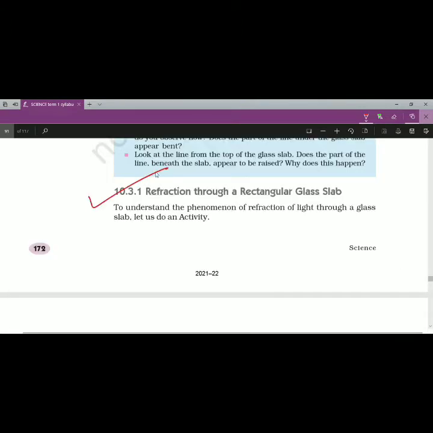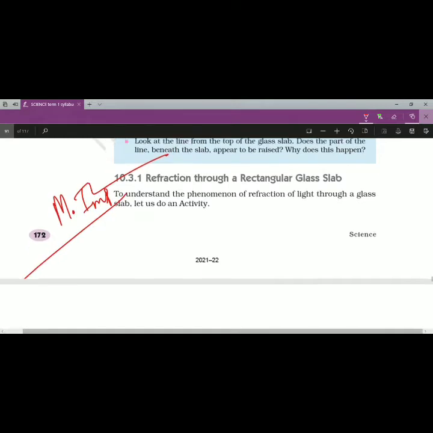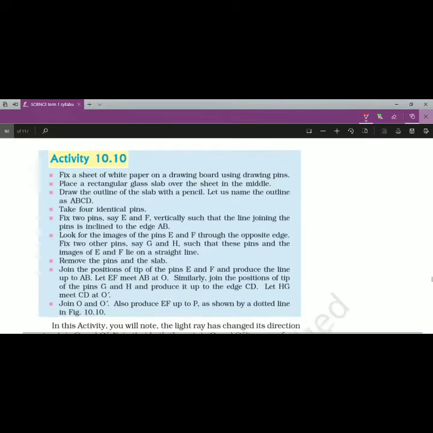Refraction through a rectangular slab, most important activity. You can get the question in any way.